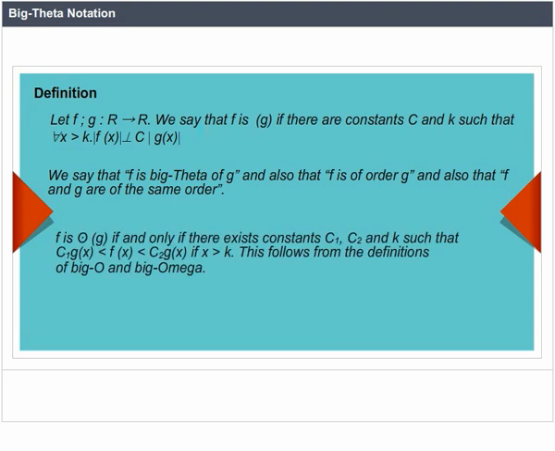f is Θ(g) if and only if there exist constants c1, c2 and k such that c1·g(x) < f(x) < c2·g(x) if x > k. This follows from the definitions of big O and big omega.